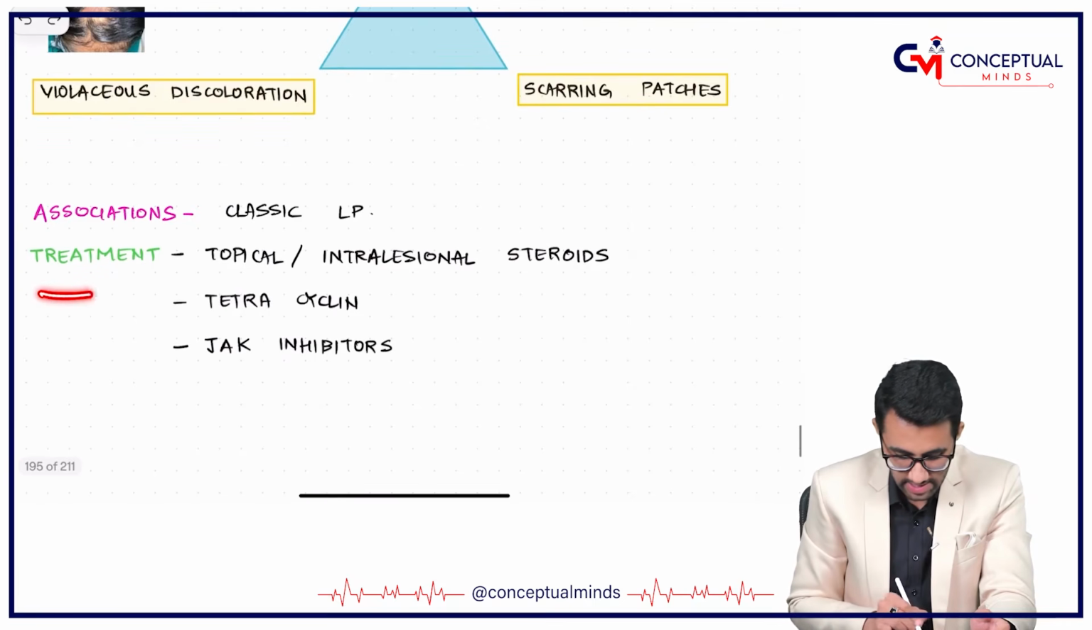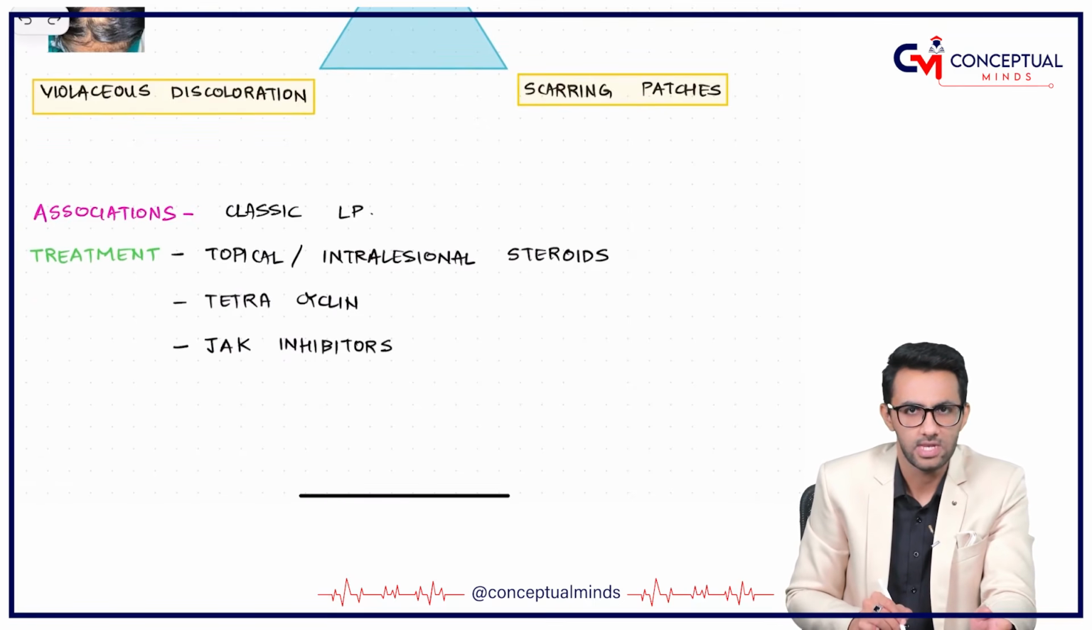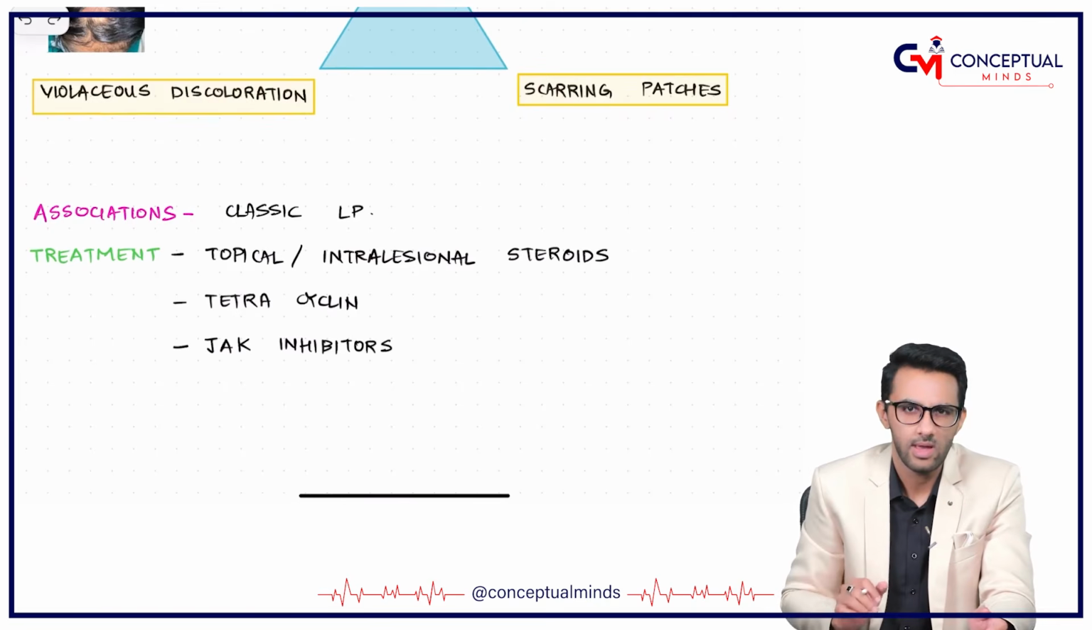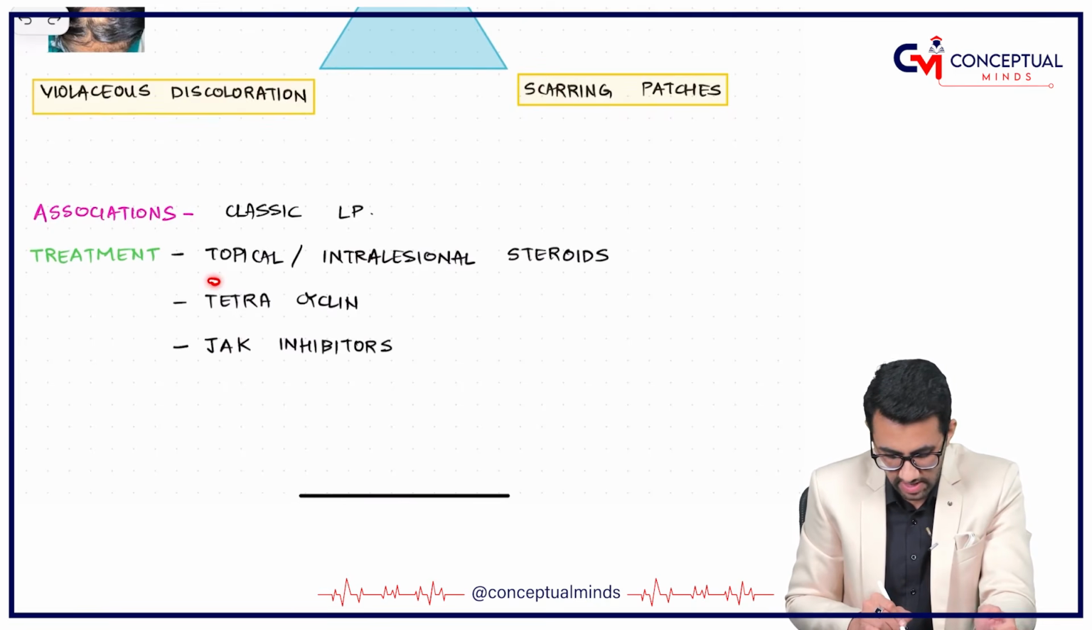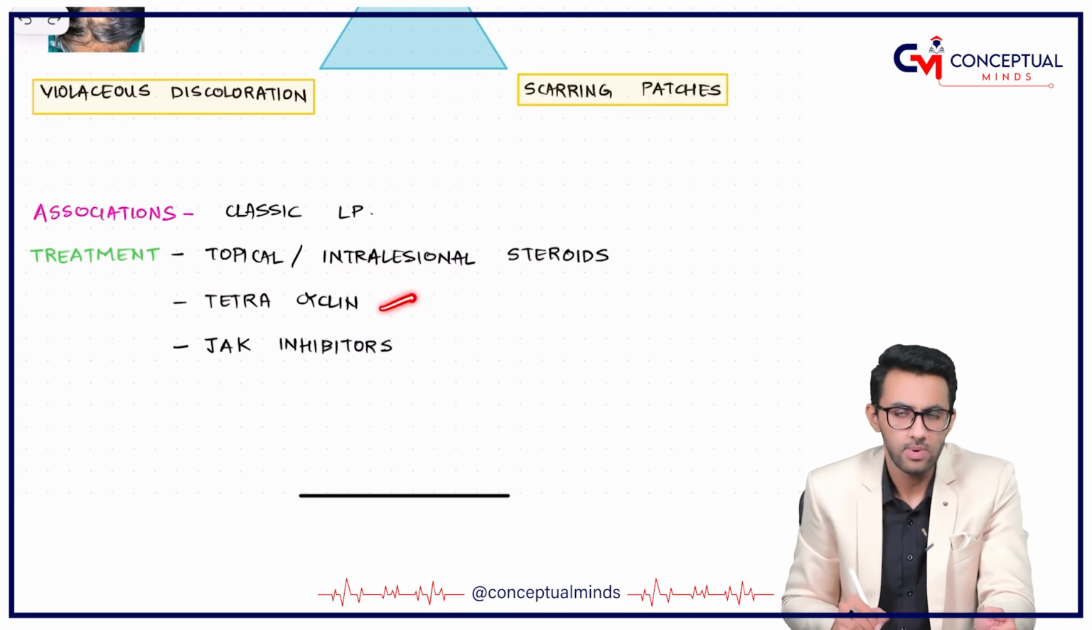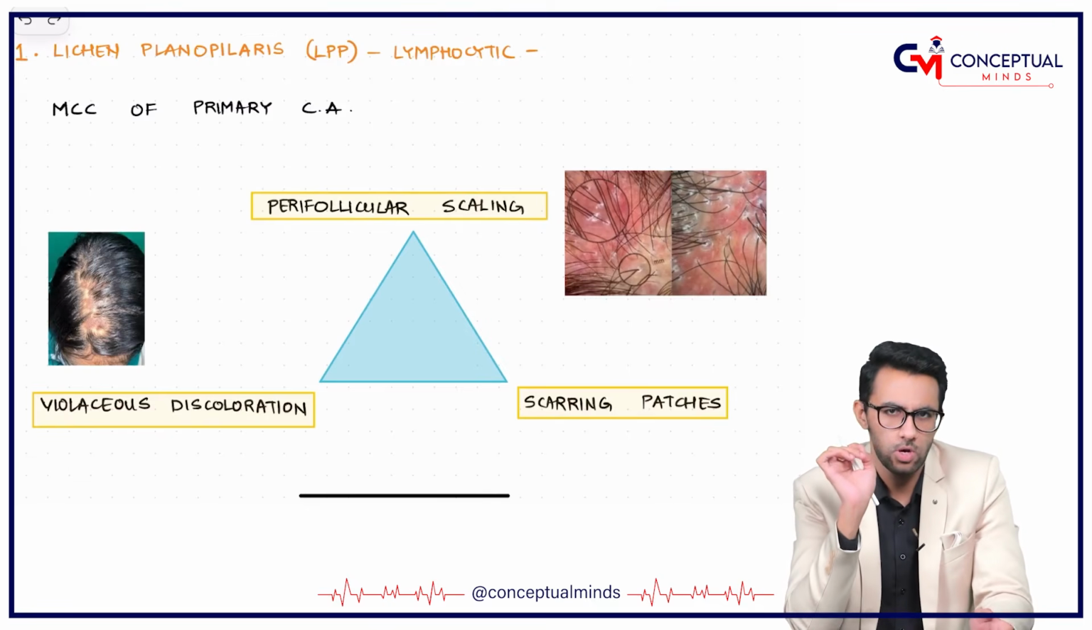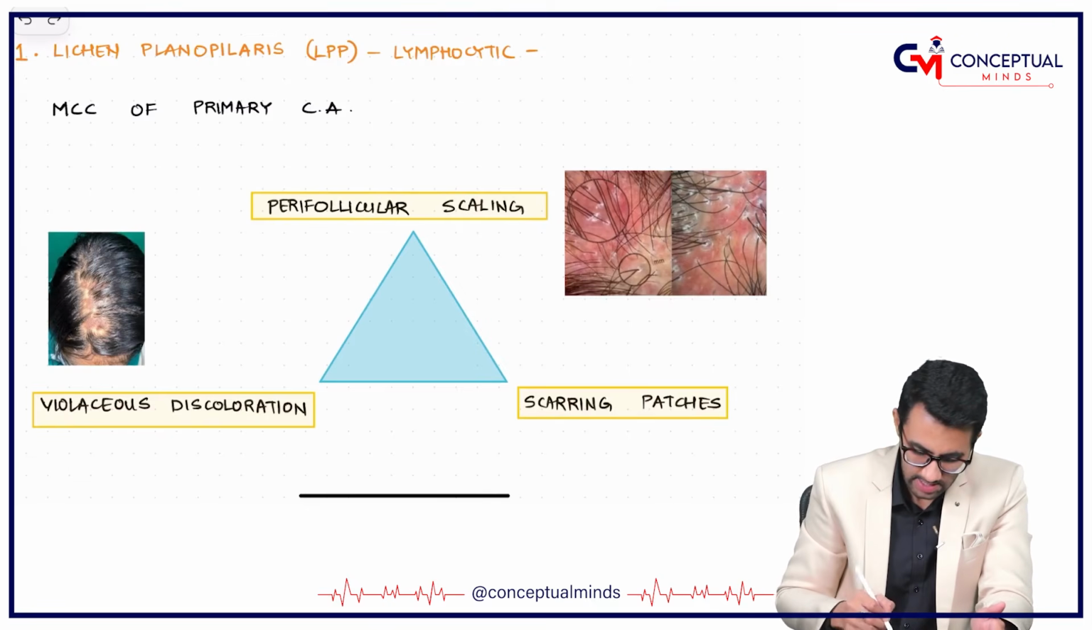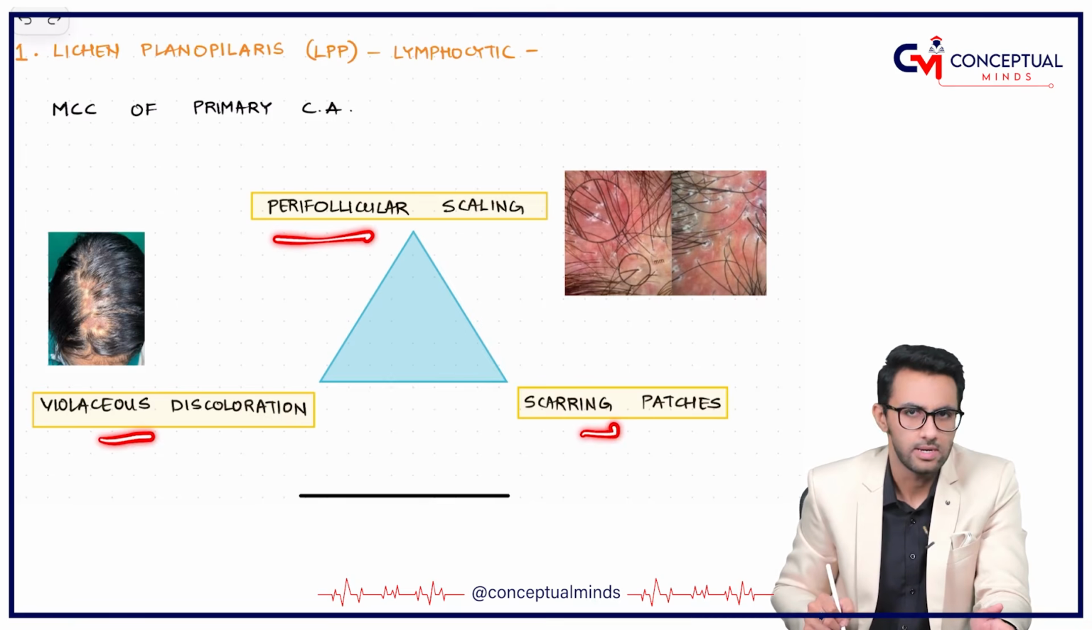How would you treat it? Definitely we only have a few things. We can either control the immunity or control the insult. So over here we can give the patient topical and intralesional steroids. Tetracycline could be given, and JAK inhibitors. Just about this topic, LPP, if we remember this triad, let's go on to the next one.